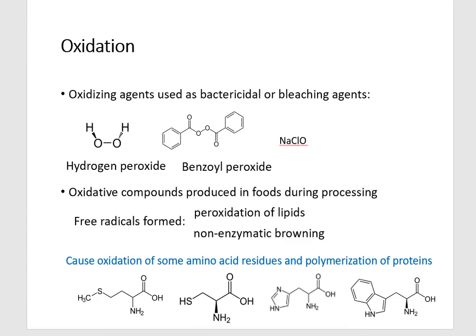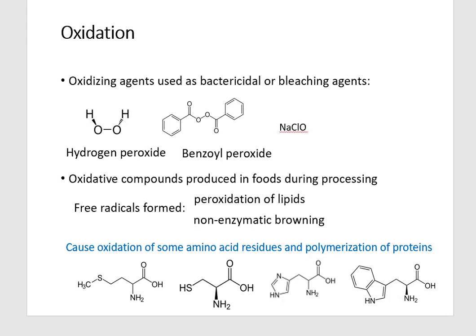Oxidizing agents such as hydrogen peroxide and benzoyl peroxide are used as bactericidal agents in milk, and as bleaching agents in cereal flours, protein isolates, and fish protein concentrate. So several oxidative compounds are also produced in foods during processing. These include free radicals formed during irradiation of foods, during peroxidation of lipids, or during non-enzymatic browning of foods. And these are highly reactive oxidizing agents. They cause oxidation of several amino acid residues and polymerization of proteins.